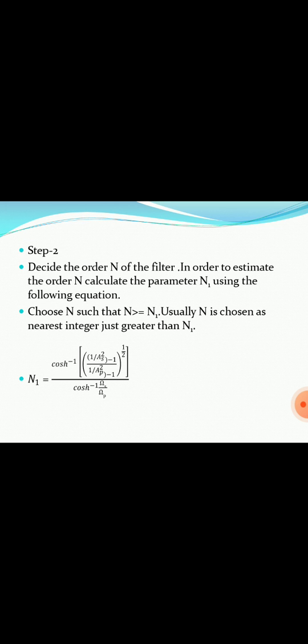Next, we have to determine the order N of the filter. To determine the order N, first we have to calculate the parameter N1. The order N should always be greater than or equal to the parameter N1. For calculating N1, we have a separate formula: cosh inverse of the square root of (1 by As square minus 1) divided by (1 by Ap square minus 1), divided by cosh inverse of Omega s by Omega p. This is the formula for the parameter N1.